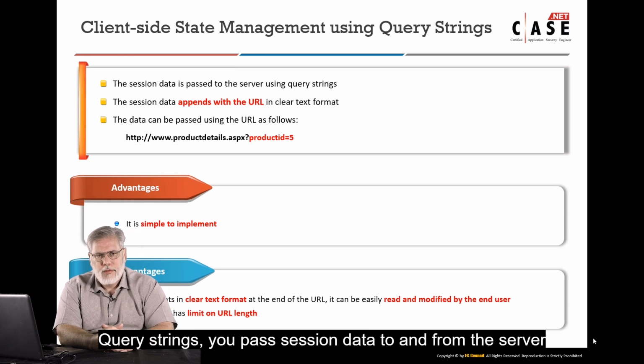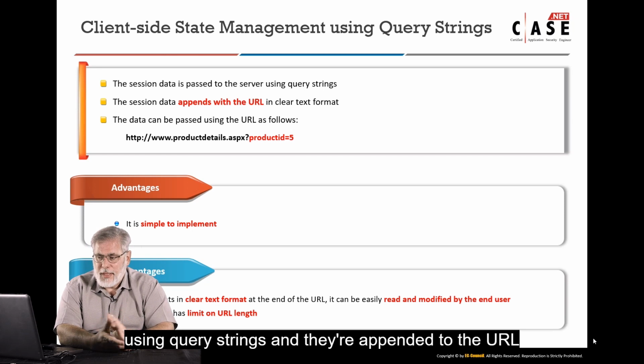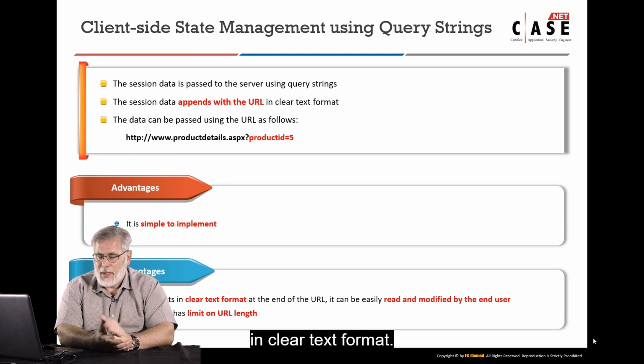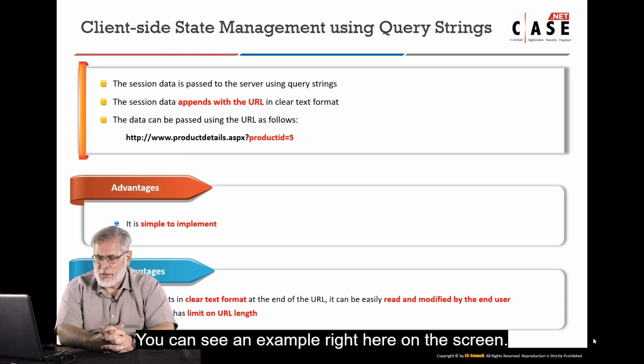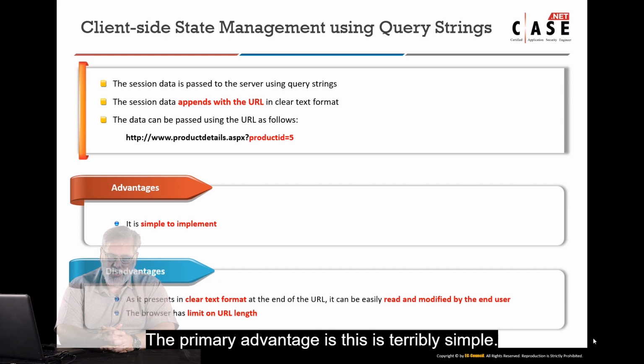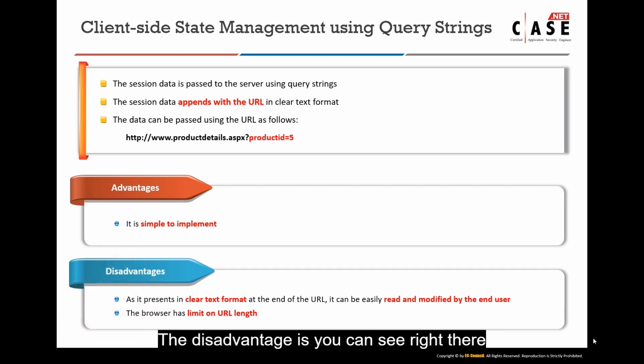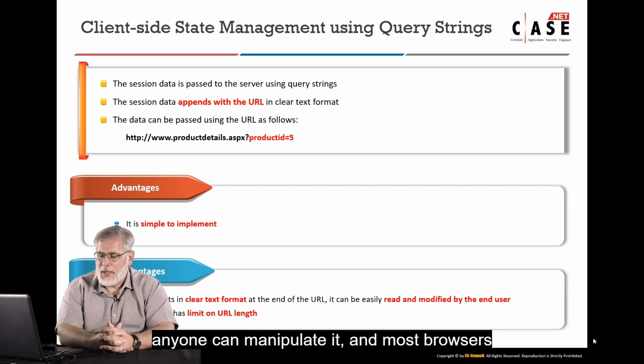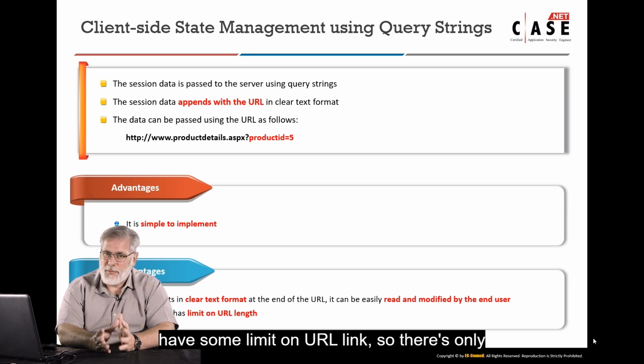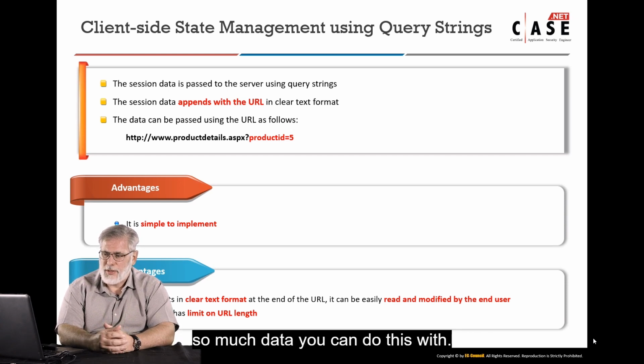Query strings. You pass session data to and from the server using query strings, and they're appended to the URL in clear text format. You can see an example right here on the screen. The primary advantage is this is terribly simple. The disadvantage is you can see right there in clear text what is being sent across. Anyone could manipulate it, and most browsers have some limit on URL length, so there's only so much data you can do this with. This is not one of the better options for client-side state management.